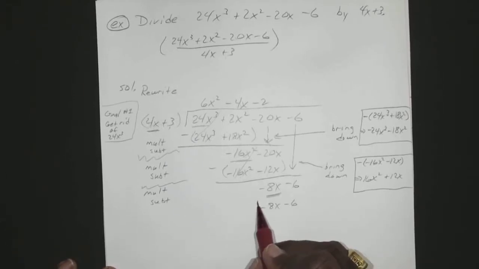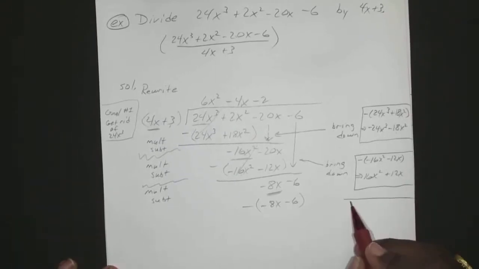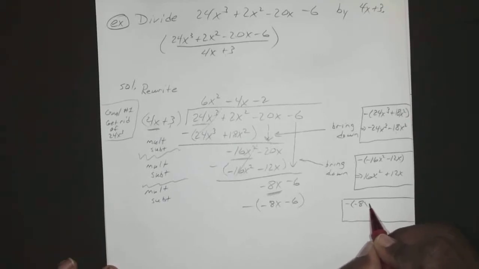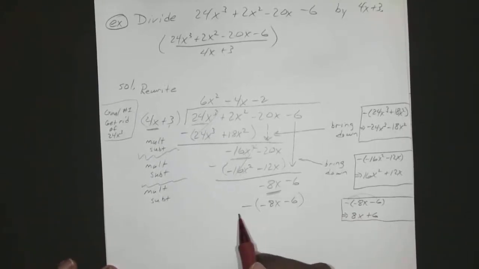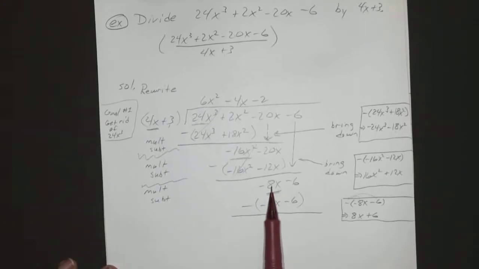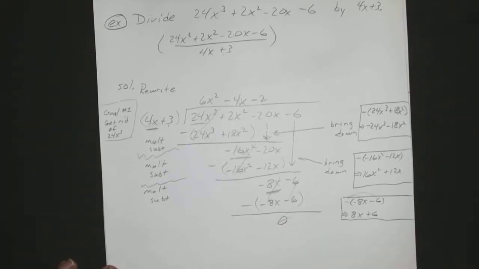Okay, so we multiply, now we subtract. And remember that negative 8x minus 6, once you distribute that negative sign, becomes 8x plus 6. Okay, so negative 8x plus 8x is 0, so that disappears just like we want it. Negative 6 plus 6 is 0 too, so that disappears. So you end up with a remainder of 0.